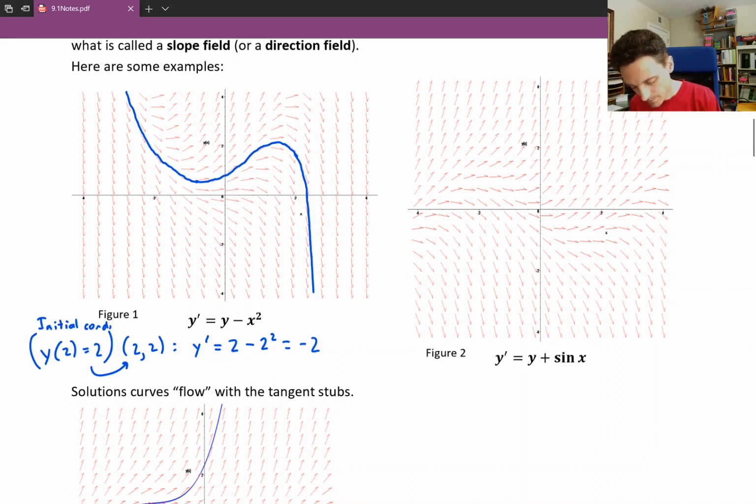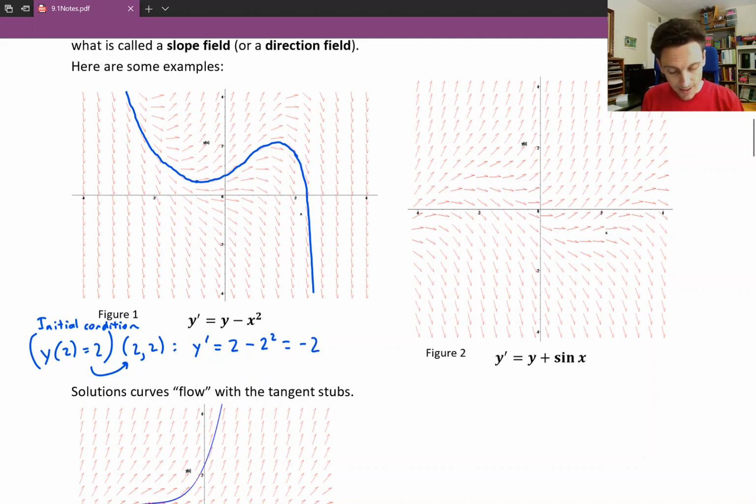Now it doesn't happen at t equals 0, but any point on the plane would be considered an initial condition. It's the extra bit of information you need to pull out a particular solution from all the rest of the solutions. So figure 2 is y prime equals y plus sine x.